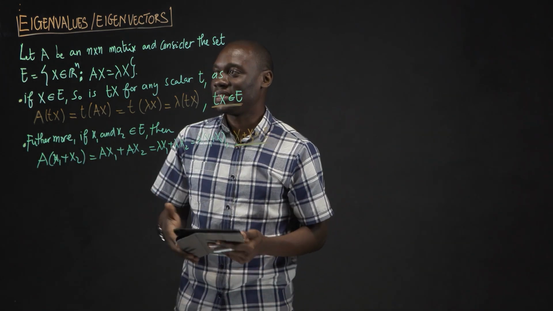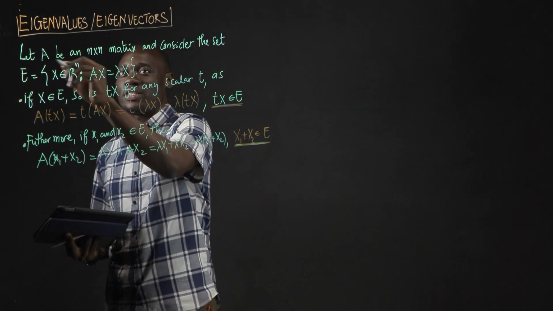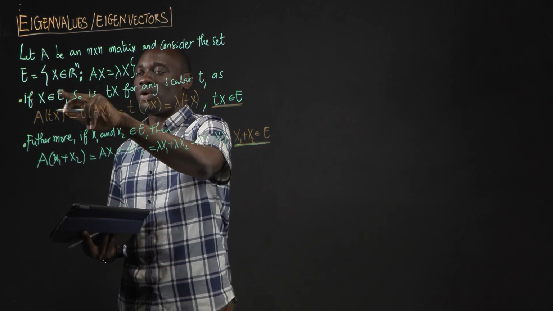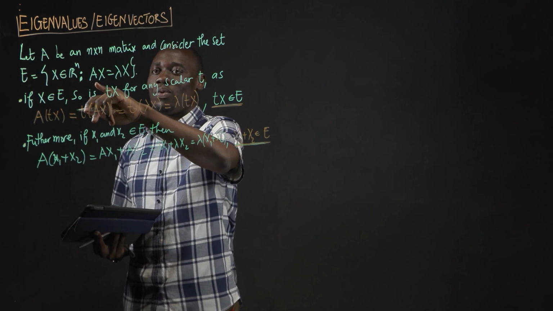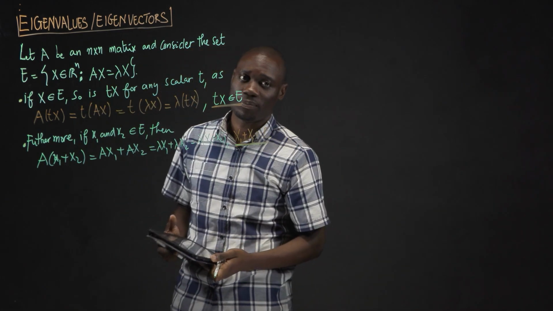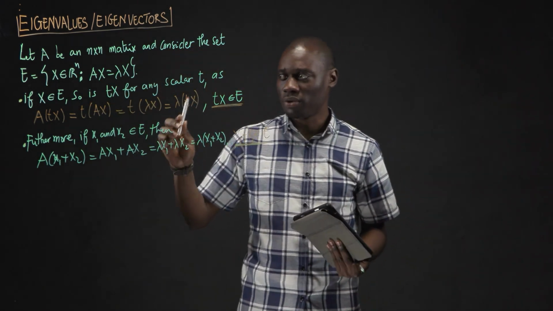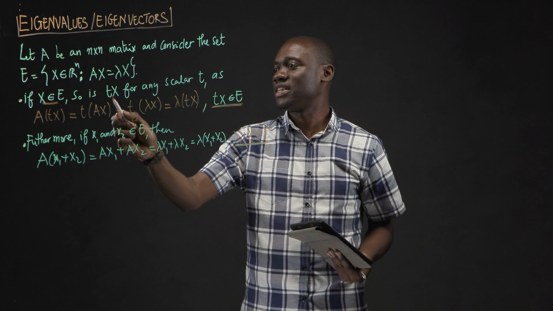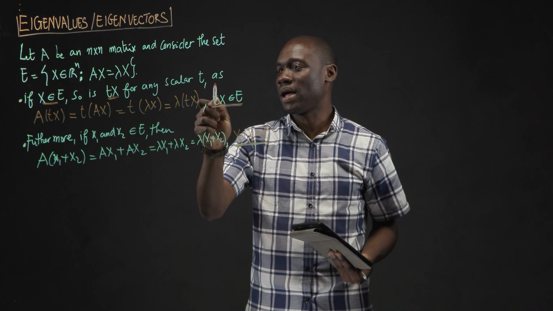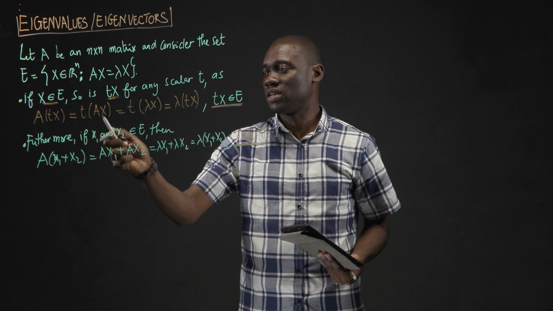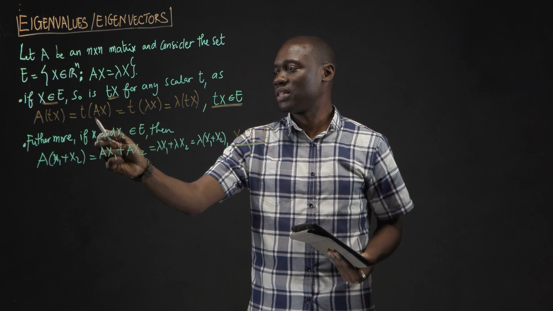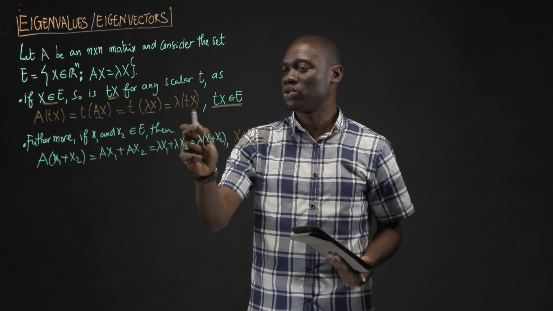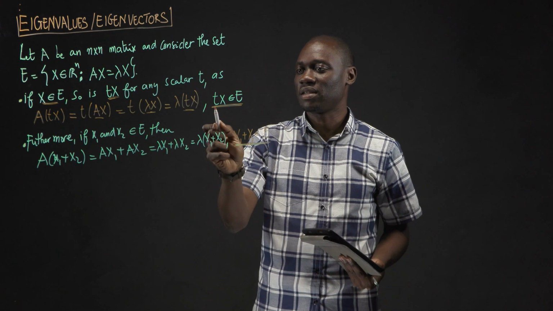Now, if we consider a matrix A, an n times n matrix, and consider the set E, which is equal to the set of vectors belonging to Rn where Ax equals lambda x. Now, what do you realize? You realize that if x is part of E, then tx for any scalar t is also part of E, as we have A(tx), which equals t times Ax. We know that Ax equals lambda x, so this is equal to t times lambda x, which is equal to lambda times tx, which proves the fact that tx is also part of E.